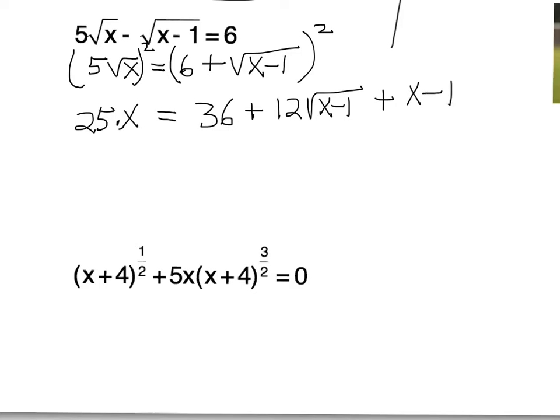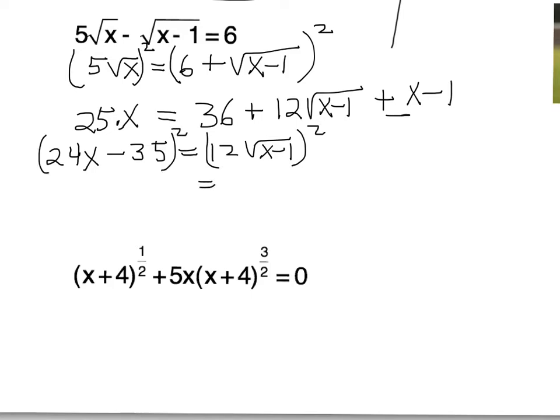So now what I need to do is isolate that one radical again. So I'm going to bring everything over to one side. So 25x minus this 1x over here is going to be 24x. Let's see, 36 minus 1 is 35, but I'm going to bring it to this side, so that would now be minus 35, and that's going to equal 12 root x minus 1. Then I'm going to square both sides again.